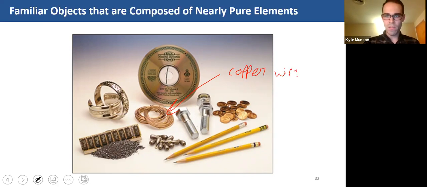At least it looks like it to me. So I'll let you go through and discover what some of these items are made of on your own. It's pretty interesting, actually, or at least I think so, but I'm a chemist. So maybe you disagree, but many objects that we use every day are made of almost entirely pure elements.